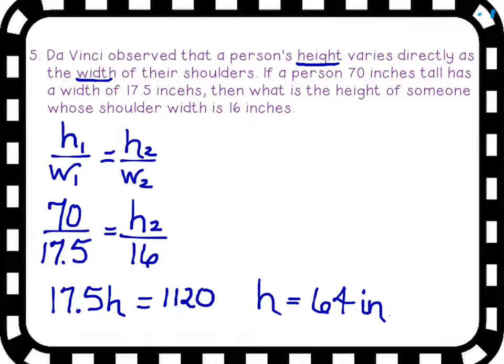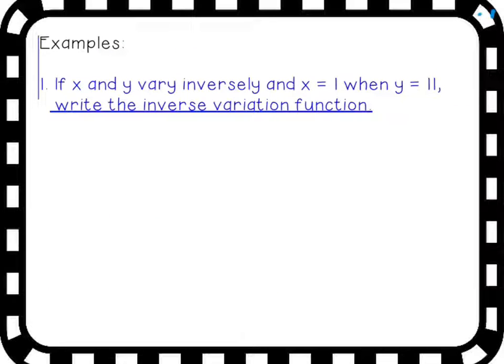So in other words, a person whose shoulder width is 16 is going to be 64 inches tall. And the ratio of the height and the shoulder width is going to be the same no matter what your stature. Okay, in this next one, we're switching gears to varying inversely.